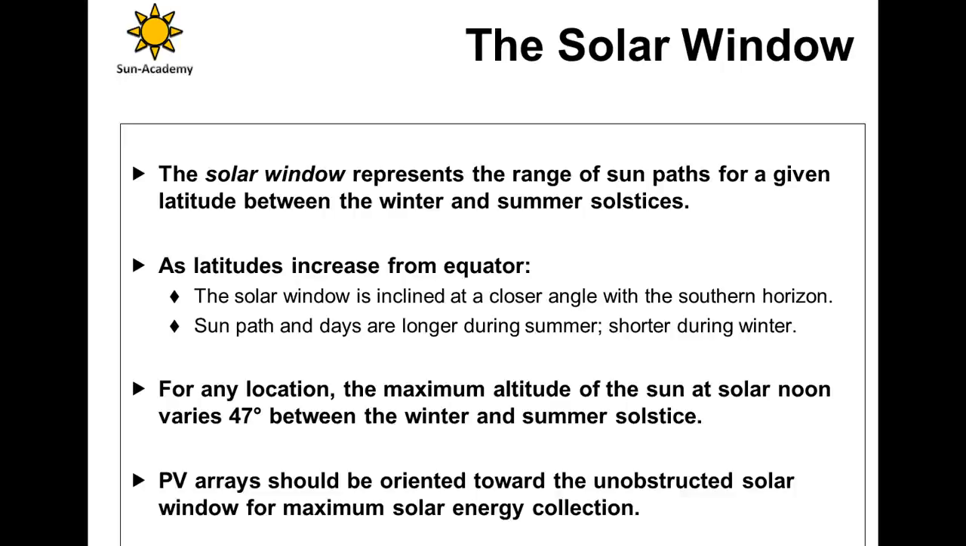This is the key point. PV arrays should be oriented towards the unobstructed solar window for maximum solar energy collection.